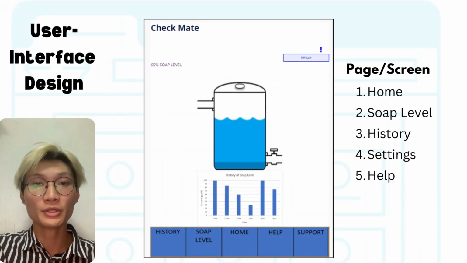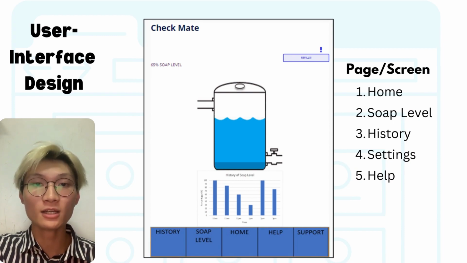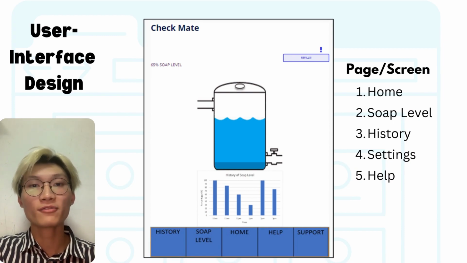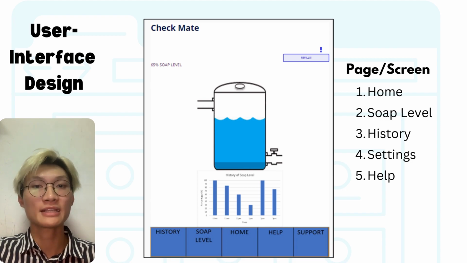Now, I'm going to present about the user interface design of our product. There are 5 main pages or screens in our user interface. The first one is Home. It is a main landing page with an overview of SOP level alerts. The second page is SOP level, detailed display of current SOP level and visual indicators.